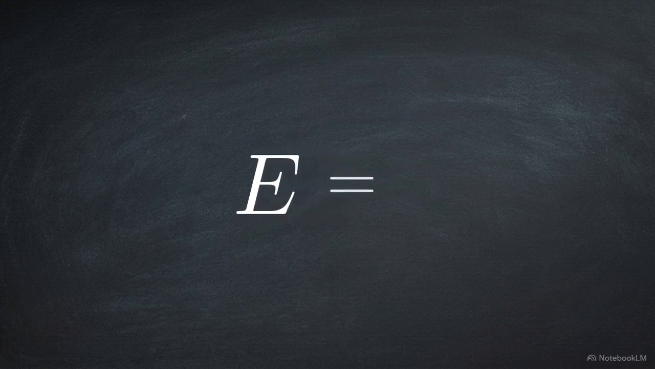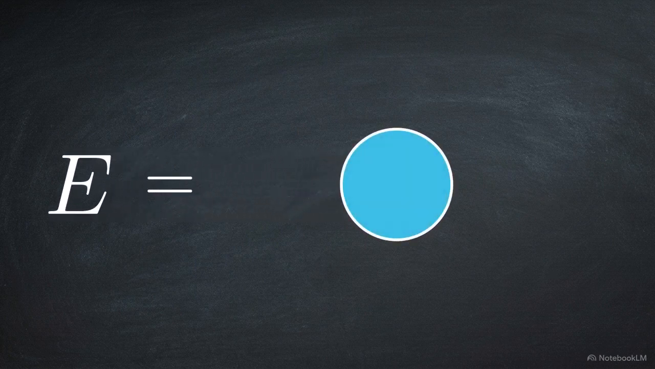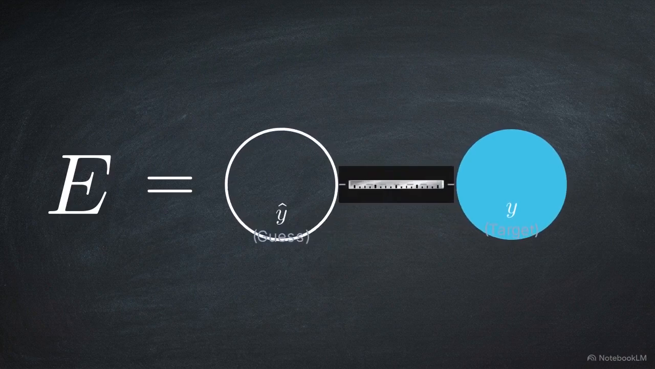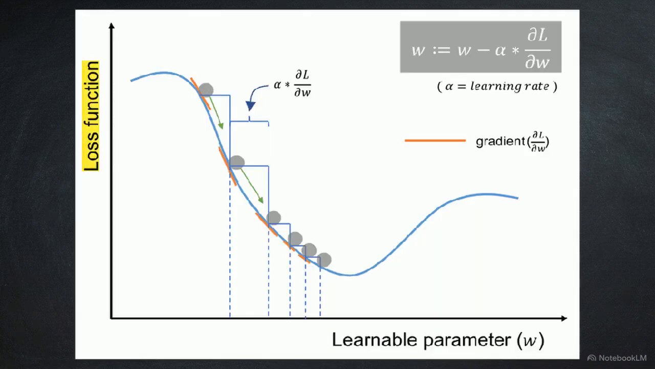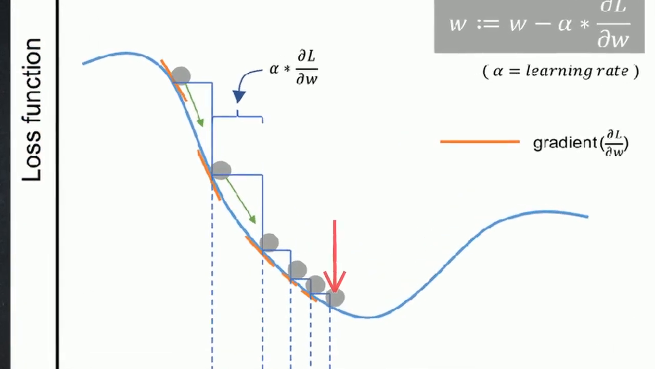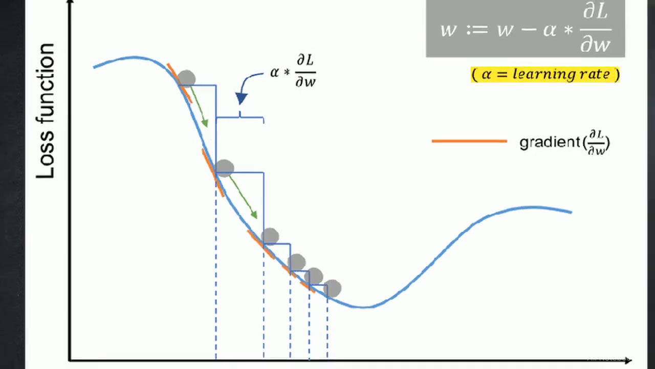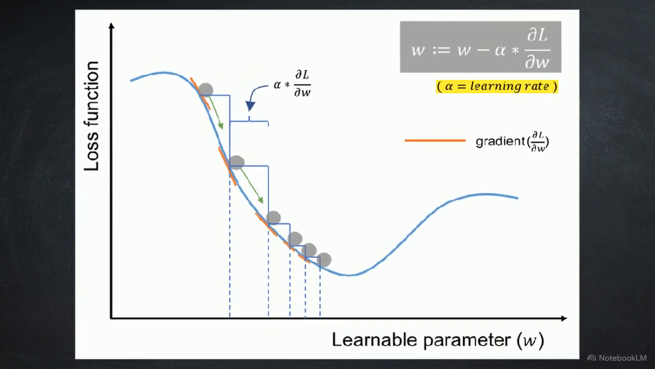To reach that precision, the network calculates a cost function, represented mathematically as E. This is the exact variance between the network's current guess and the actual target. This graph visualizes gradient descent. The network's objective is to minimize E, navigating down the slope of the error curve to find the lowest possible cost. The rate of descent is controlled by alpha, the learning rate, dictating the step size for weight updates.